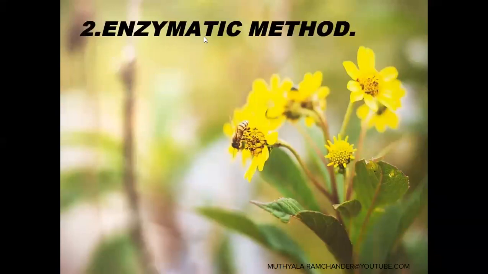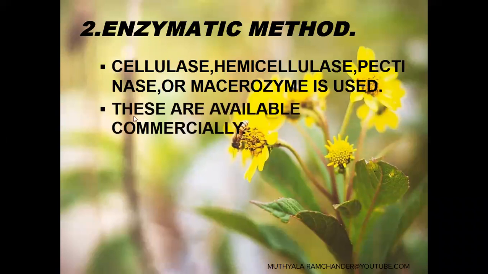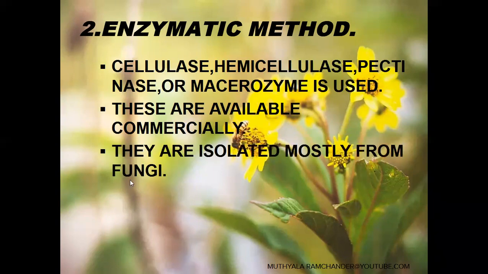The second important method is the enzymatic method. In this enzymatic method, we use enzymes called macerozymes. The macerozyme enzymes are also mixed with cellulase, hemicellulase and pectinase. These are used for degrading the cell wall in the selected parental plants, and they are commercially available in our local markets. They are isolated mostly from fungi. Macerozymes are isolated from fungi only.